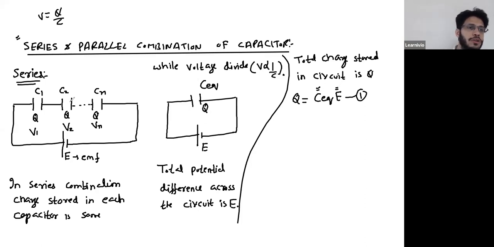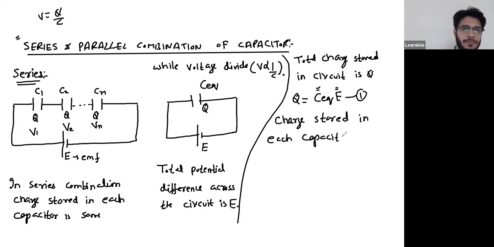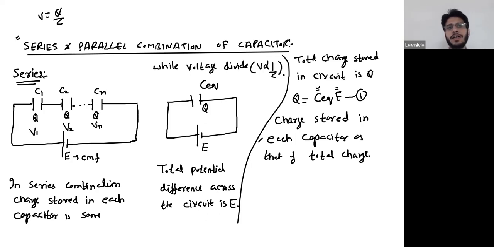Okay, Fatima, so what about the charge in each capacitor? The charge in each capacitor would be same or different? Same, right? Yeah, charge stored in each capacitor is the same as that of total charge. So the total charge through the cell is Q. This same charge will be stored in each capacitor.